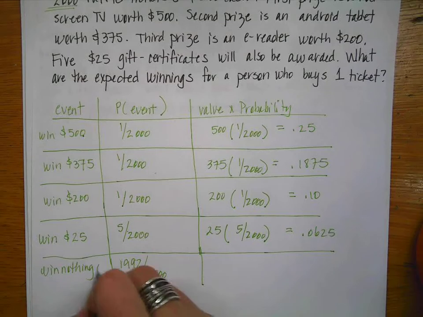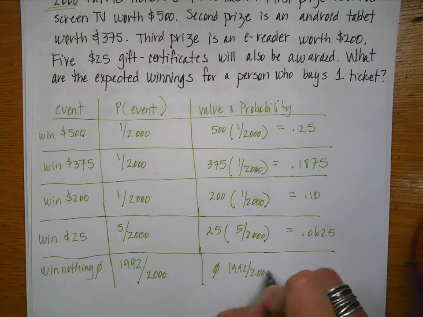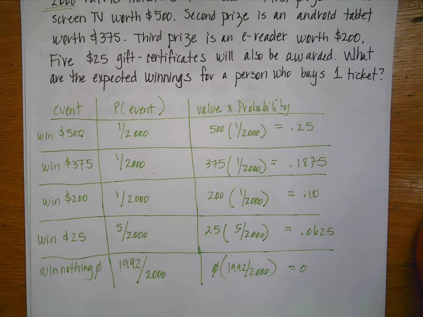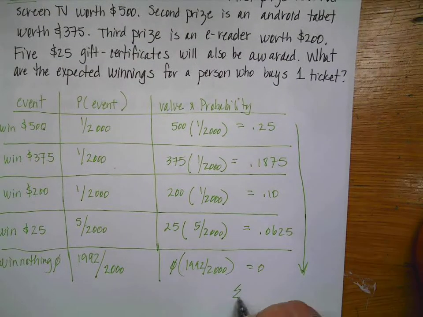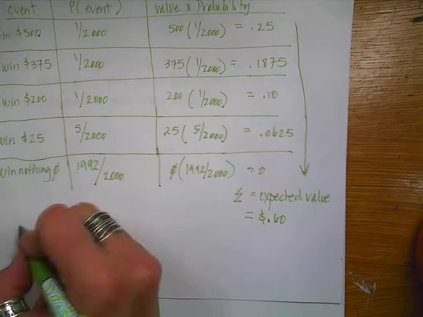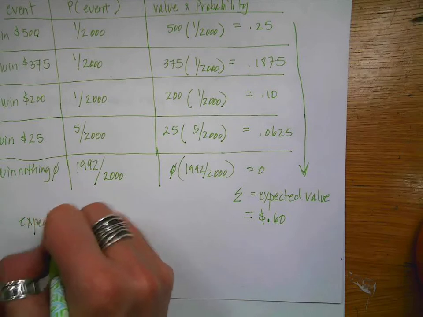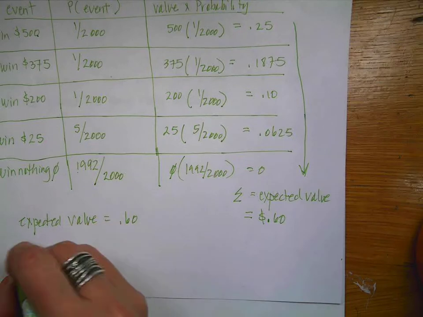And so I'm going to multiply winning nothing, so the value is 0, and I'm going to multiply that by the 192 times 2,000, and yes, we know that's 0, but it illustrates the point that winning nothing is a possibility. So then if I add all of these numbers, I get that the sum is going to equal our expected value, and that's going to be 0.60, and you can't see that, sorry, my bad. So that means that our expected value is going to be 0.60, okay?